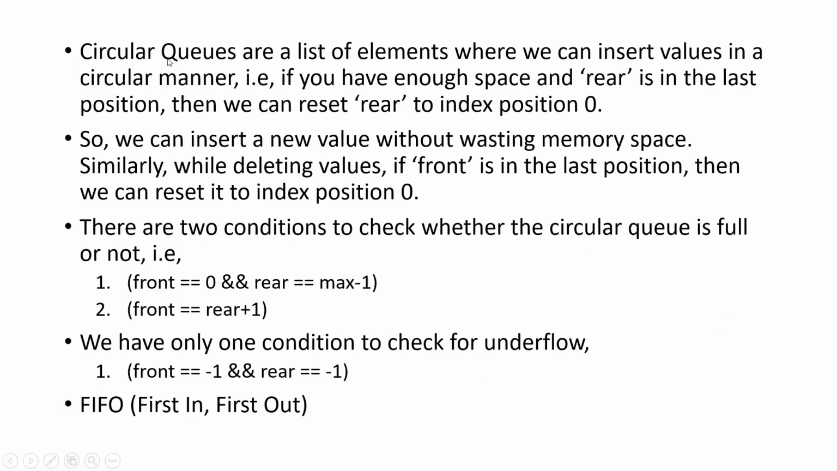Circular queues are a list of elements where we can insert values in a circular manner. That is, if you have enough space and rear is in the last position, then we can reset rear to index position 0. For example, let us consider we have a circular queue of 5 elements. The front corresponds to index position 2 and rear corresponds to the last index position. If we want to insert a new value into the circular queue, the rear now corresponds to the starting position, that is 0.